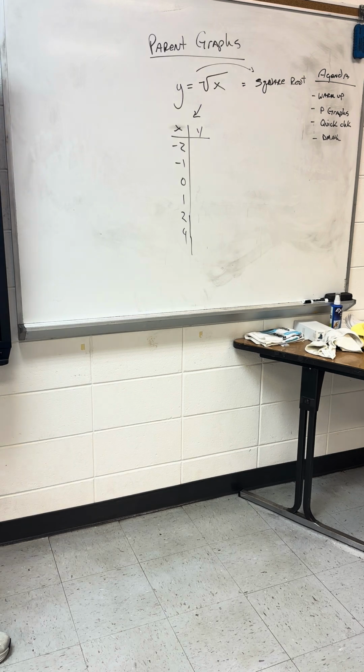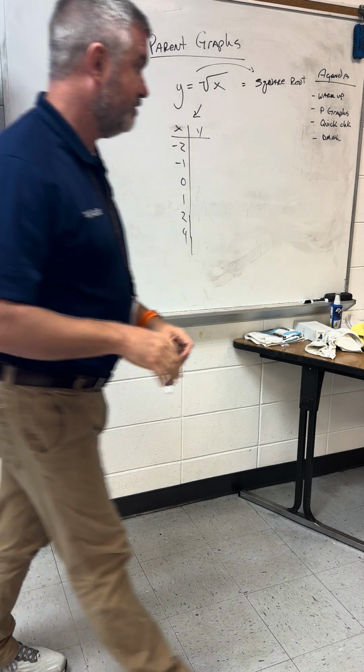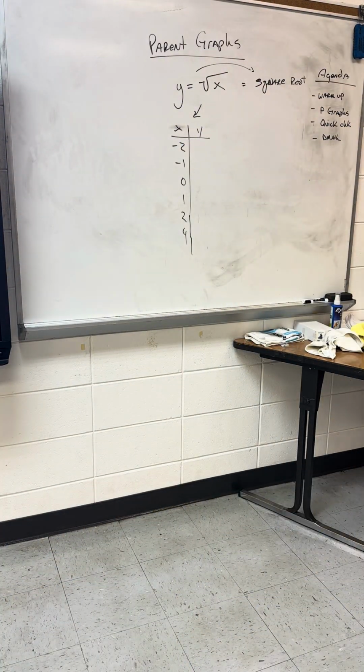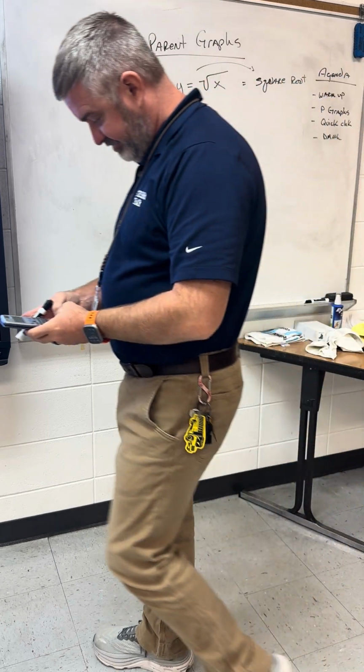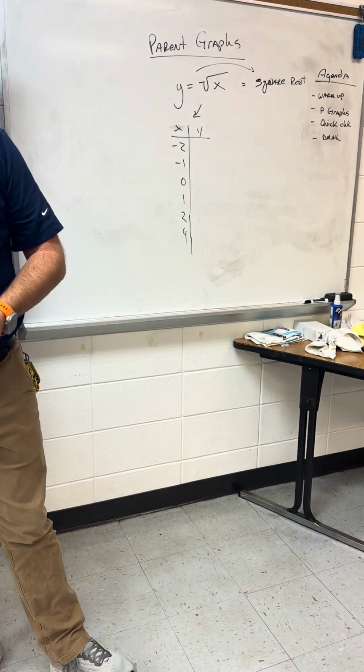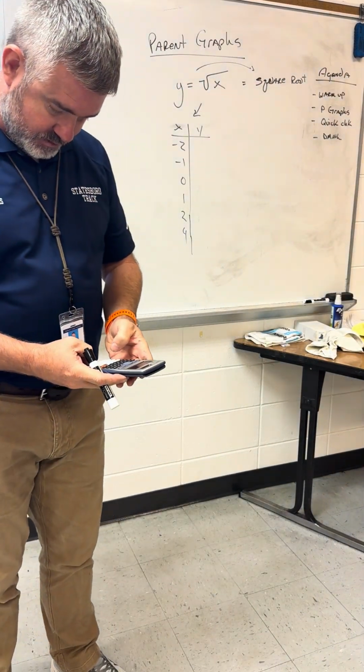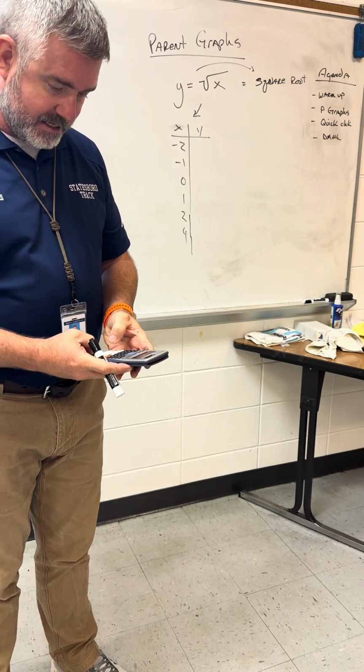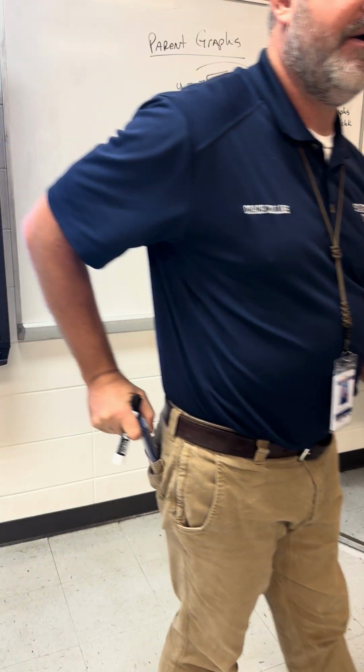Okay? When I plug in negative 2, what do I get? Everybody do it on your calculator. What is the square root of negative 2? You know how to do square root on your calculator? All right, so look on your Casio. Square root of what? Negative 2. We're doing the t-chart. Square root of negative 2. Enter. What happens? Error.